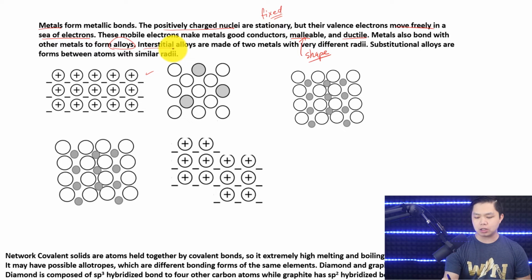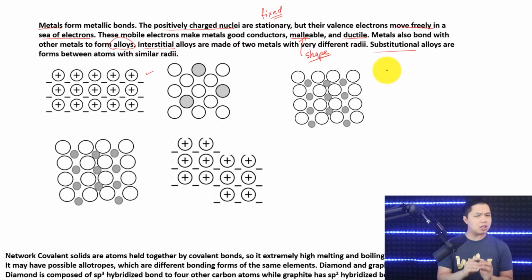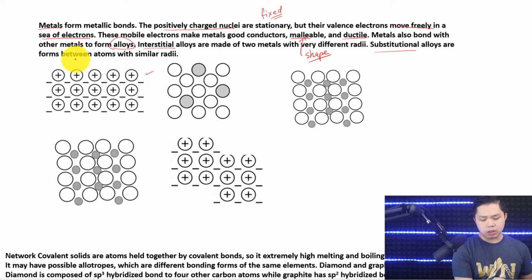Look at the other one, substitutional. Think of the word substitute. If we look at substitute, it has a very similar, right? So in this case, a substitutional alloy is between two atoms of metals that have similar radii. So in this case, different radii, similar radii.